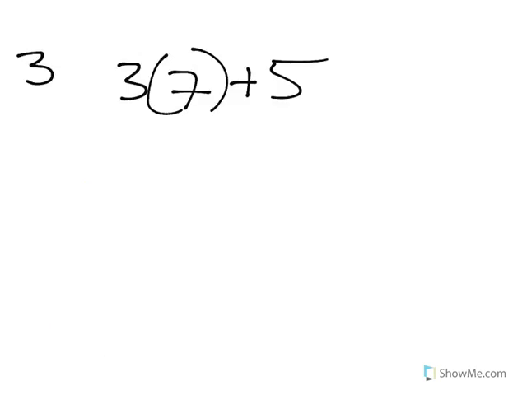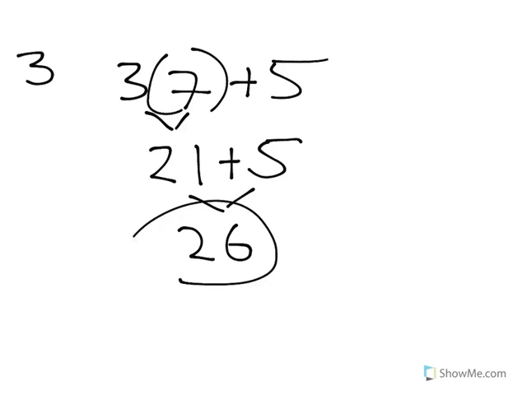Okay, for number 3, it was a multiplication and addition. The parentheses mean multiply, so I'm going to do that first. So 3 times 7 is 21, plus 5 would give me an answer of 26.